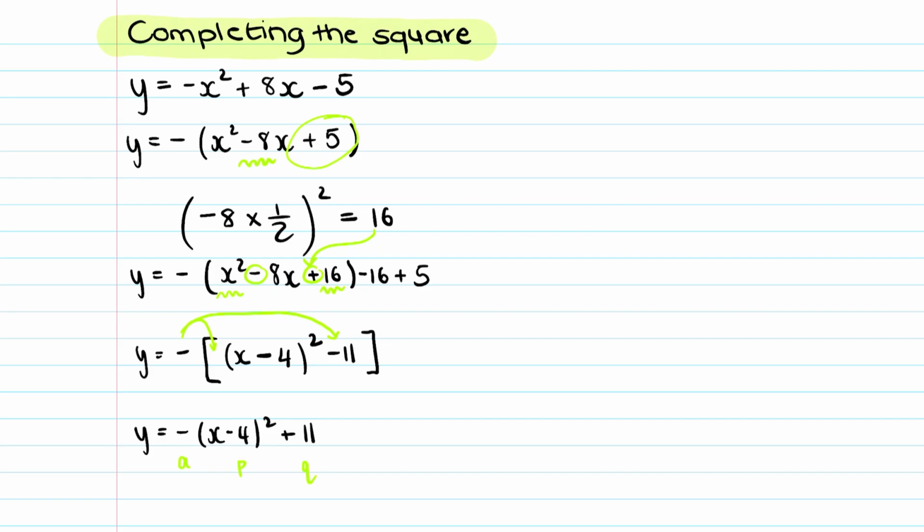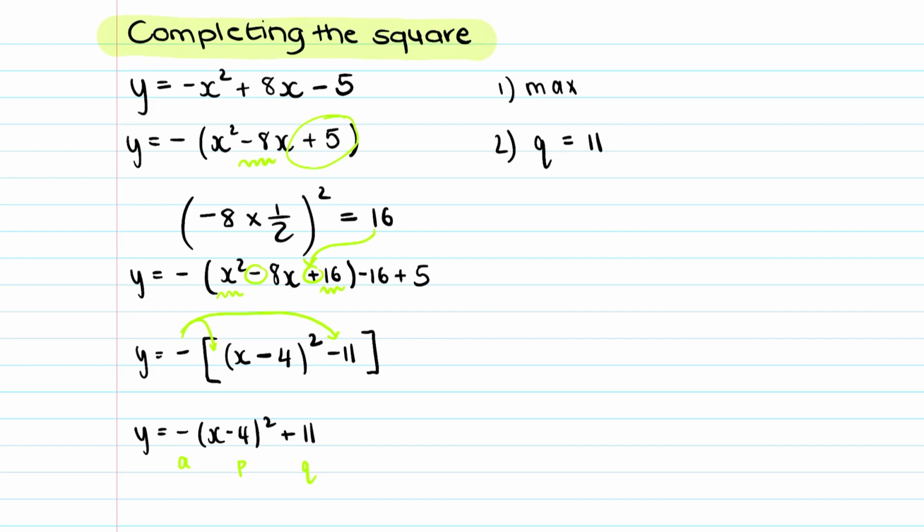So can you see here? Number one, we want to ask ourselves, are we going to have a minimum or a maximum value here? Our a value is negative, which means we are going to have a max value. Number two, what is the actual maximum value here? Can you see that it is 11, because our q is 11? And remember, you've got to take the sign with it, so it is positive 11.